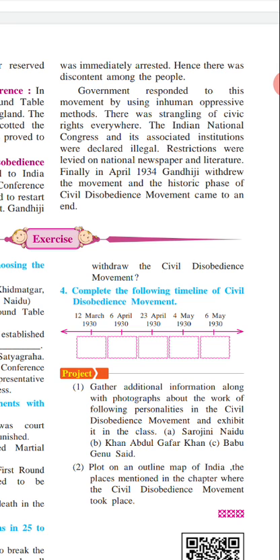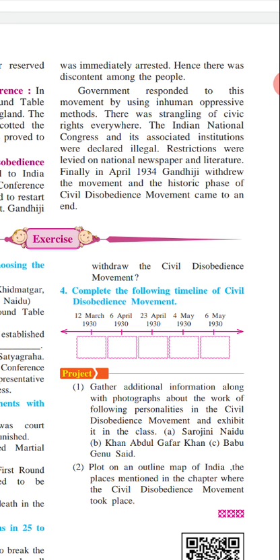The Indian National Congress and its associated institutions were declared illegal. Restrictions were laid on national newspapers and literature. Finally, in April 1934, Gandhiji withdrew the movement and the historic phase of the civil disobedience movement came to an end.